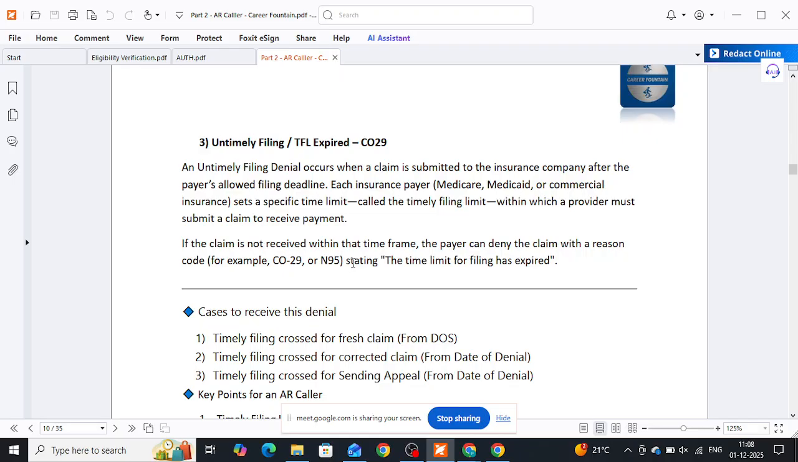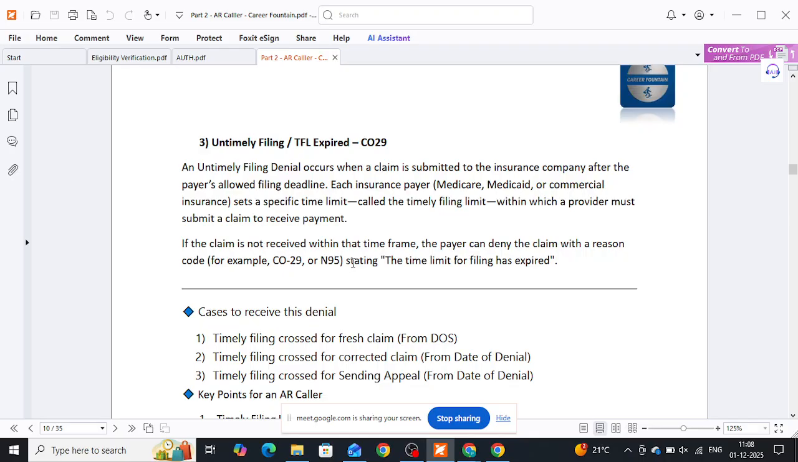filing. That means if a patient takes service from UHC this month, and you send the claim next year or after 2 years, obviously they are not going to pay for that. They will deny for untimely filing. So for every insurance company, the timely filing limit is different.